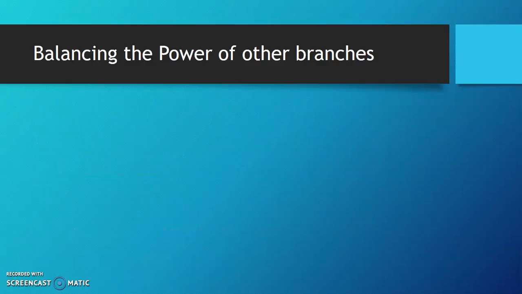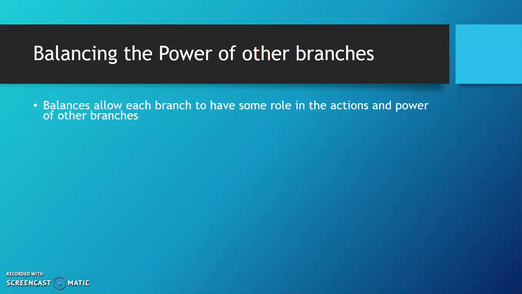The other part of checks and balances is the balancing of power. So when we talk about balancing, we're talking about how each branch allows some role in the actions and power of other branches. So for checks, we learned that they can pretty much stop one another from doing an action. Balances is them having say in the actions. We're going to go over a couple of examples.